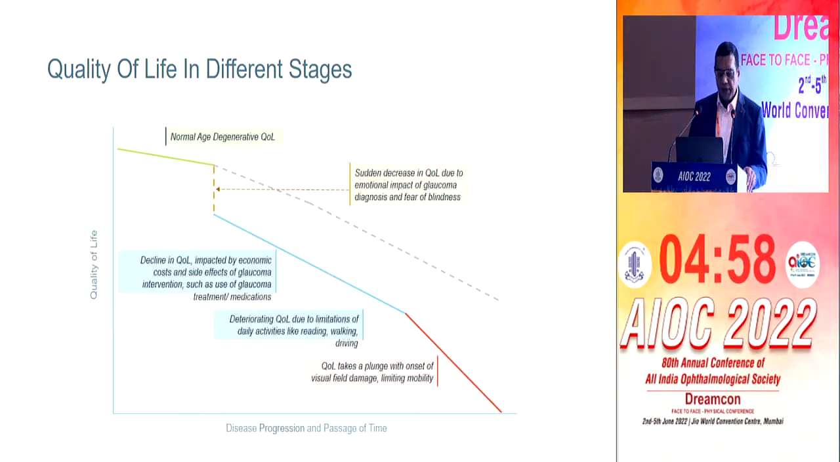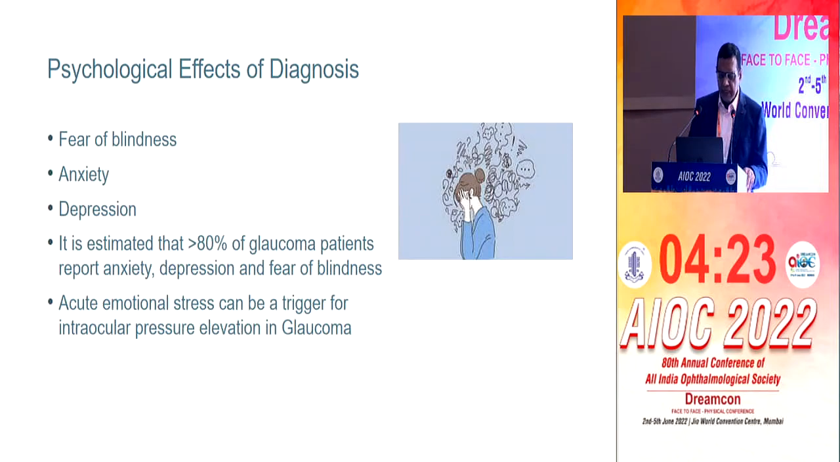So usually in our life, with normal aging and degeneration, the quality of life decreases. So when at the far end we diagnose the patient with glaucoma, there is fear of glaucoma, and with the fear, there is financial and medicinal cost. Along with that, the limitation of daily activities like reading and walking, and ultimately the uncertainty of life with visual disability and blindness, causes the person to lead a sedentary life and his quality of life is disturbed. The most important among them is the psychological effect of diagnosis.